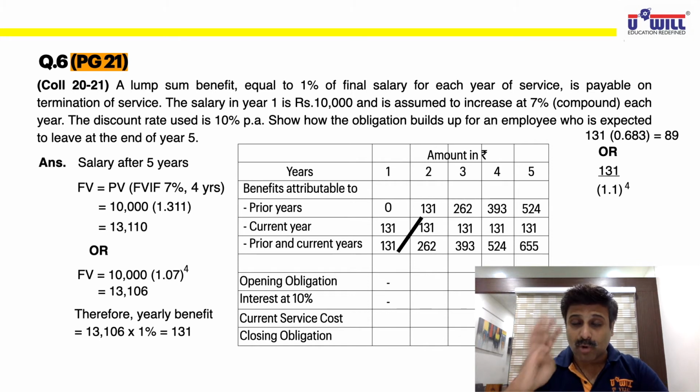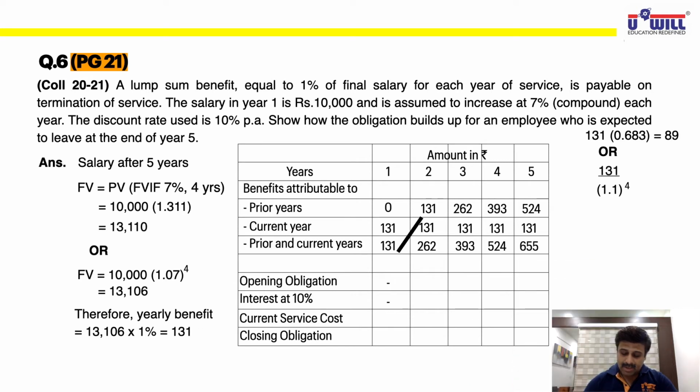Now because we have to count for 4 years, all of you do 131 divided by 1.1, second time divide by 1.1, third time divide by 1.1, fourth time divide by 1.1, you'll get 89 rupees. Do it 4 times. So 131 divided by 1.1 raised to 4, you get 89 rupees. If you don't have time value of money tables, then you can do this on your own also.